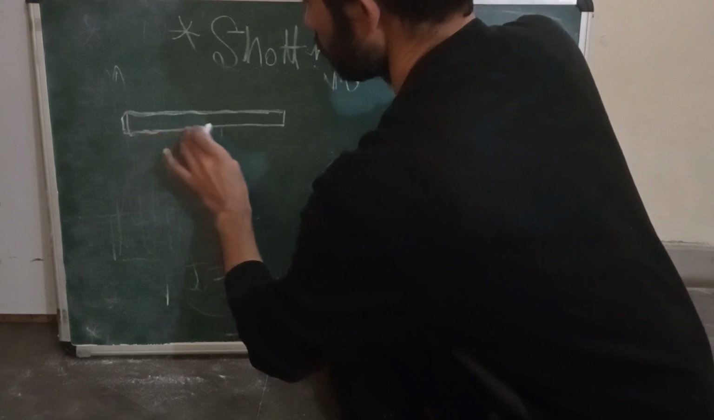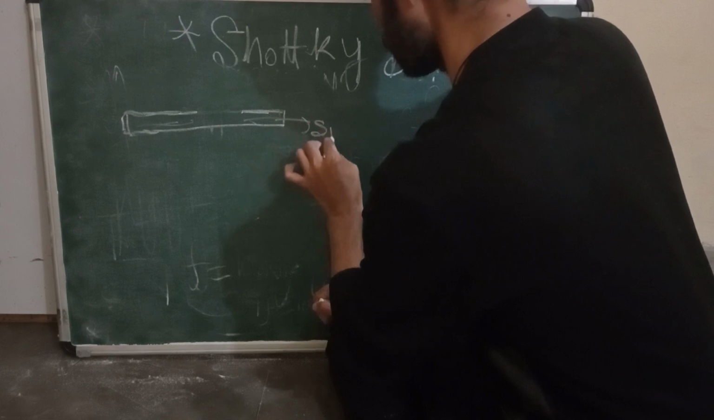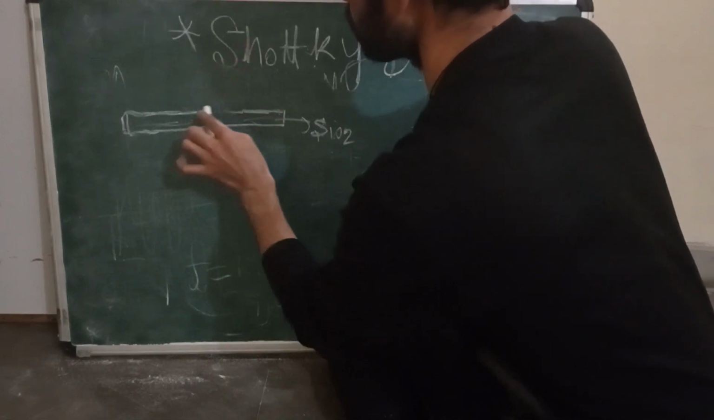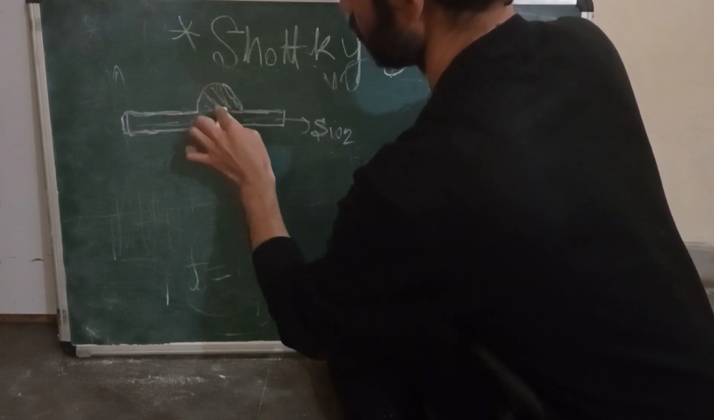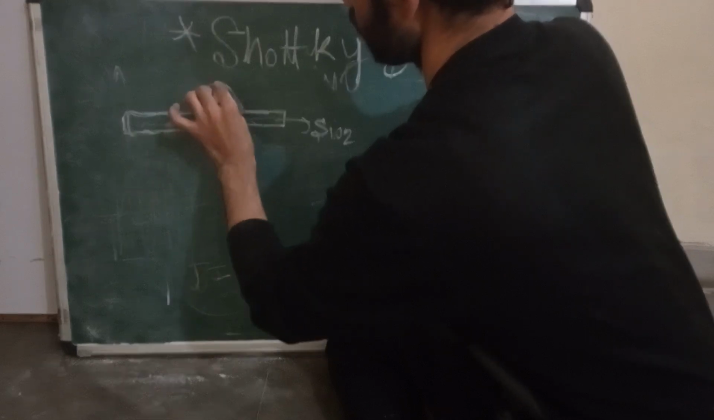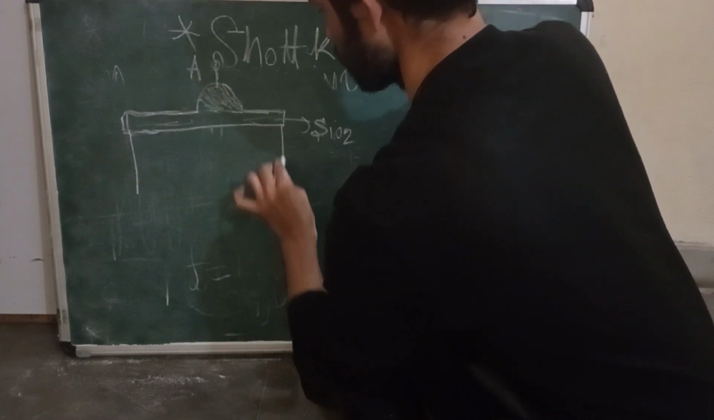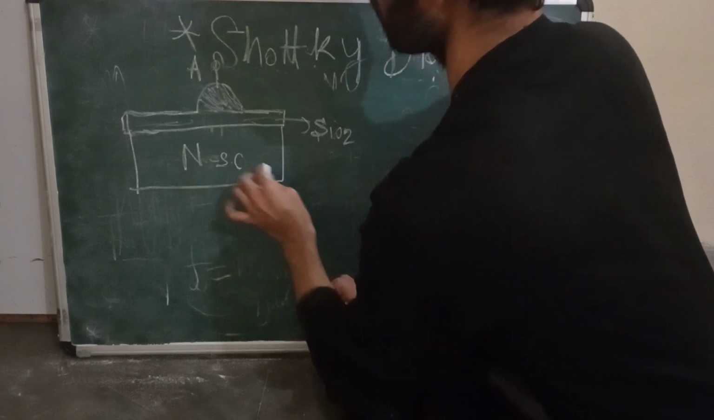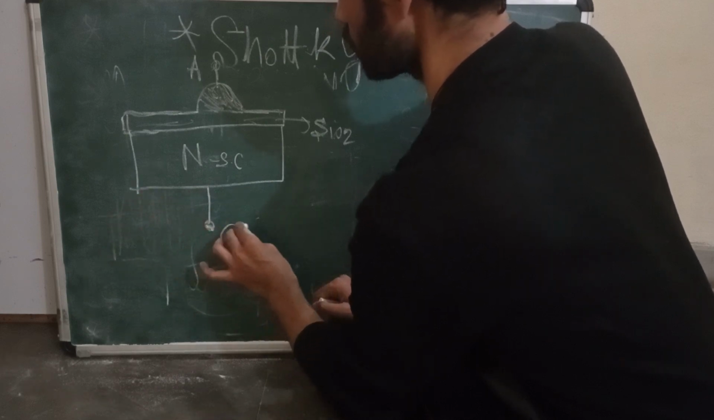If you see, this is my silicon dioxide layer. This is the layer structure for the Schottky barrier diode, and here is a metal. This is my metal, and here is the anode. This metal side is the anode, and here is the n-type substrate. This is my n-type semiconductor, and here is my metal, and here is my cathode, which is negative.